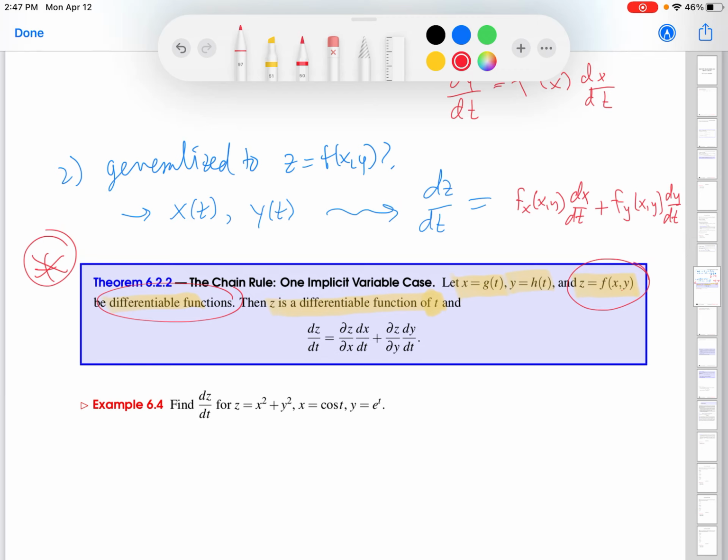And the derivative of z with respect to t is exactly what we kind of motivated it to be. So first you take the partial of z with respect to x, then you multiply by x prime of t. You add to it partial of z with respect to y, multiply by y prime of t. So I'm going to illustrate that for you in this example down here.